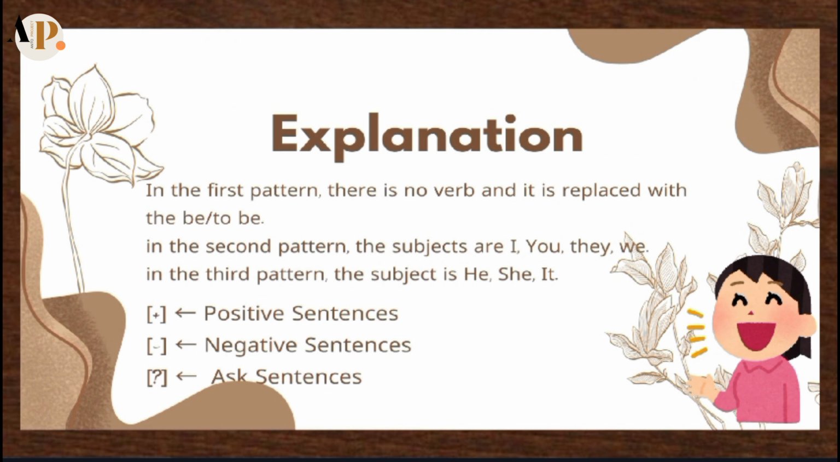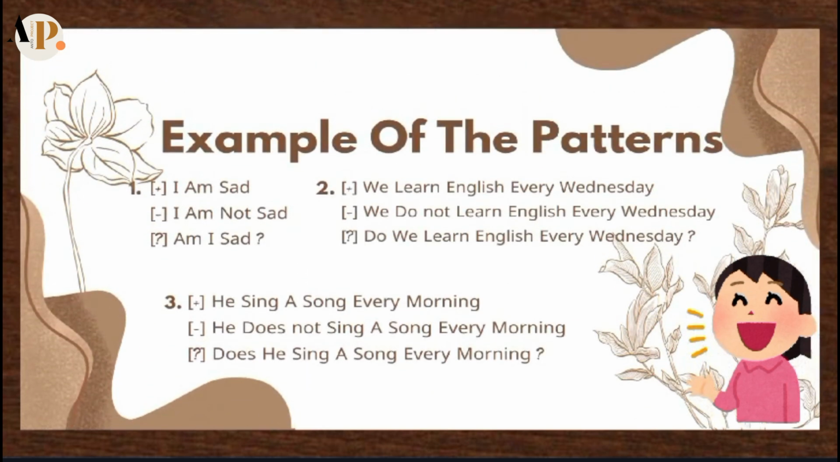In the pattern 2, the subjects are I, you, they, and we. In the pattern 3, the subjects are he, she, and it. And this is the example of the patterns.